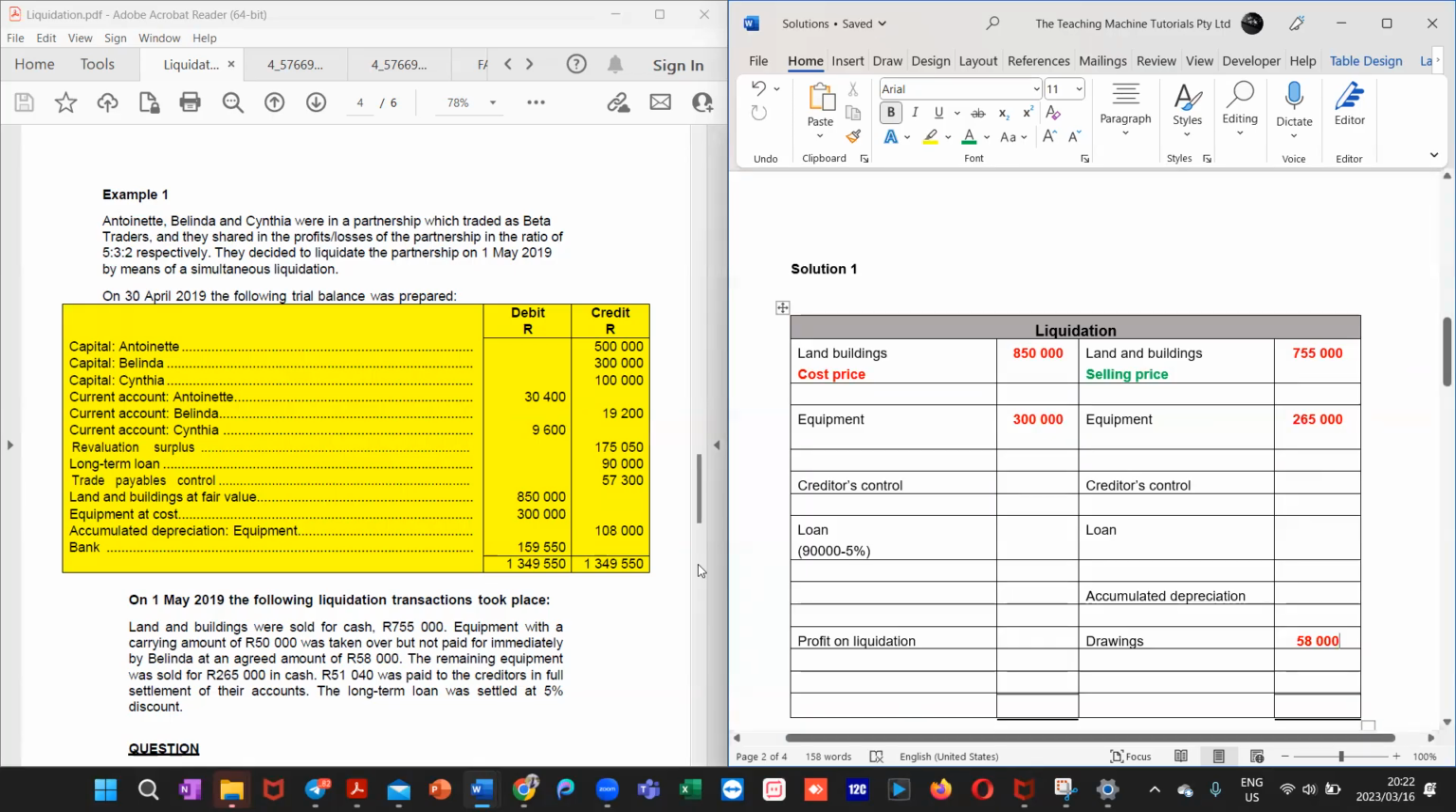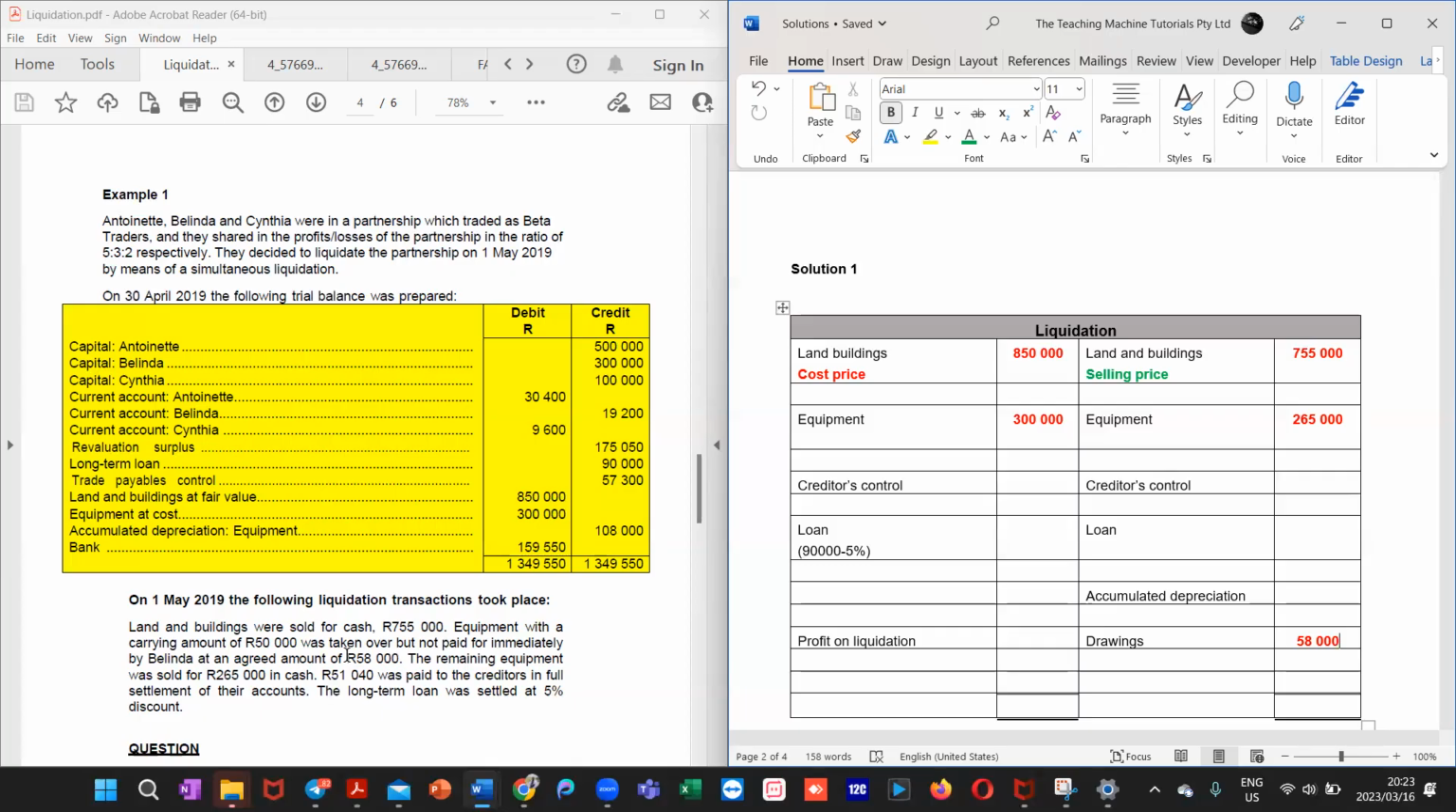Okay, let's do this one more time. There's equipment with a carrying amount of 50,000 that was taken over but not paid for immediately. By who? By Belinda at an agreed amount of 58,000. Now, with this information, we do not know the cost price. Hence we will only focus on the amount that will be paid by the partner, Belinda. As you can see on the debit side, there is no cost price of this equipment because it was not provided in the information. So we will take what the partner agreed to pay and record it as what? As drawings. 58,000 drawings.